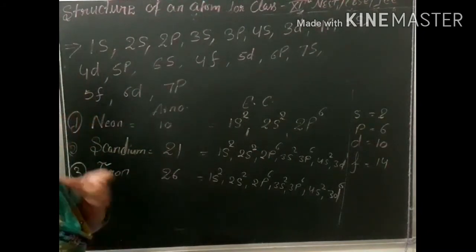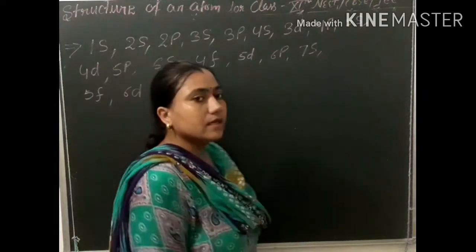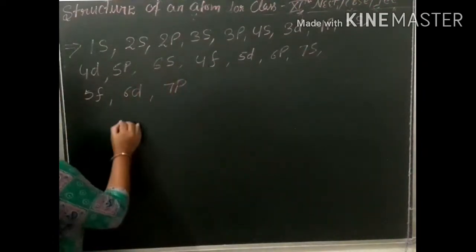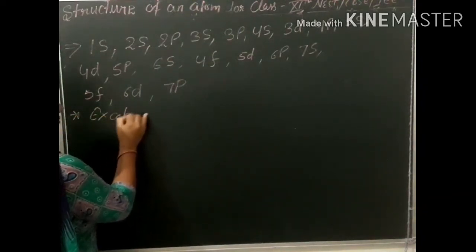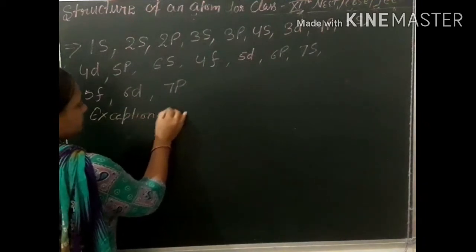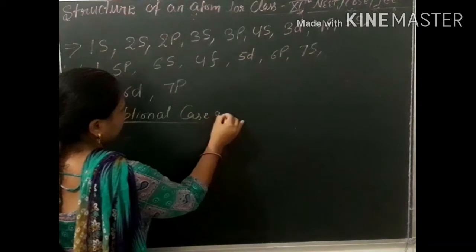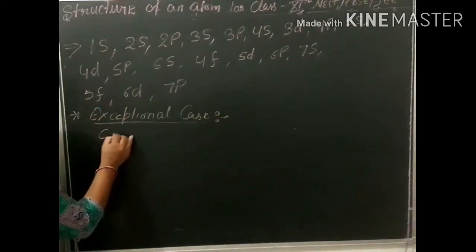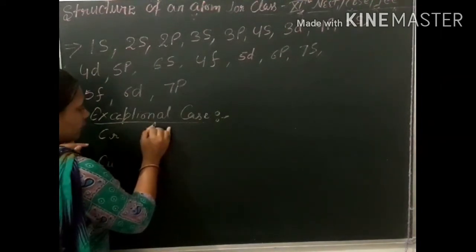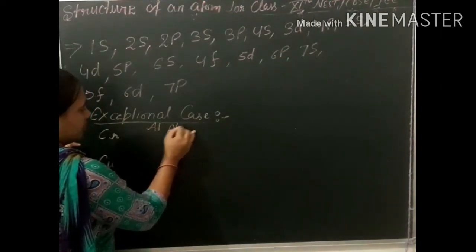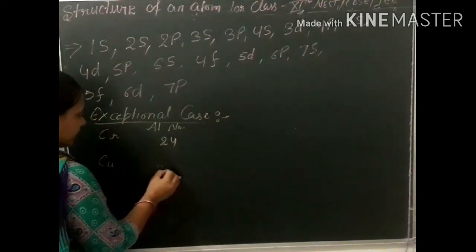Now next, we can discuss the exceptional cases. Here they are, chromium and copper. Let's discuss those exceptional cases. The atomic number of chromium is 24 and the atomic number of copper is 29.